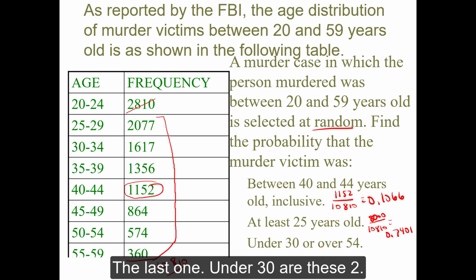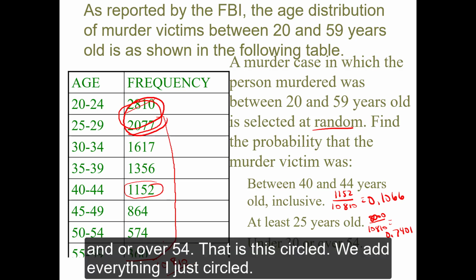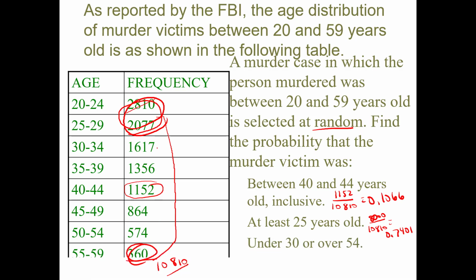And if we look under 30 or over 54, under 30 are these two. Or over 54, that's this. So we're going to add what I just circled all together, because we don't care which one it is, we just want one of those, and we get 5,247. And again, we're going to divide by the 10,810. And I get 0.4854.